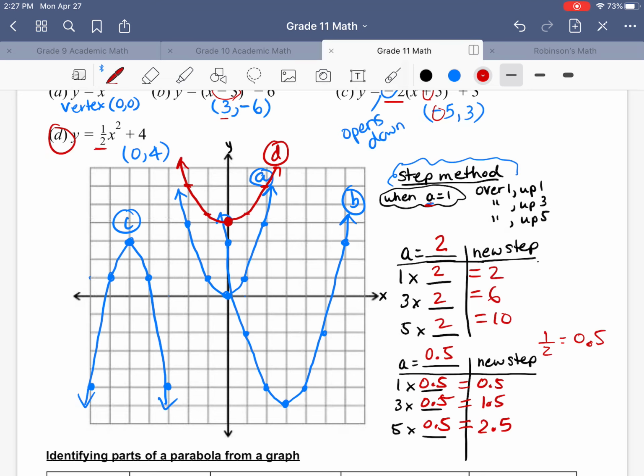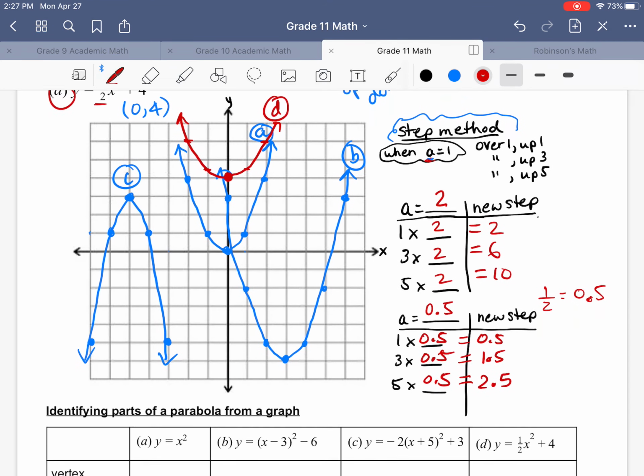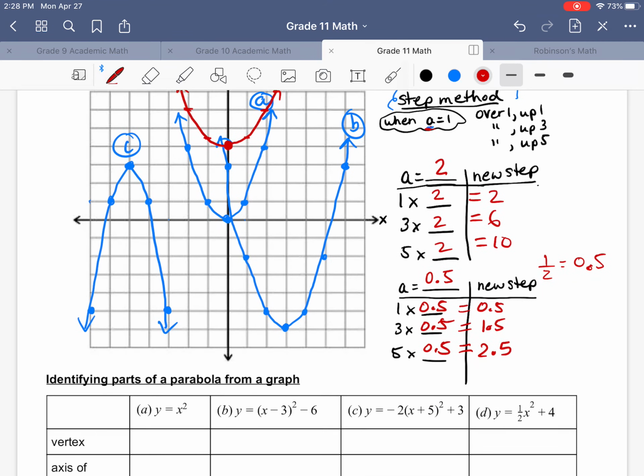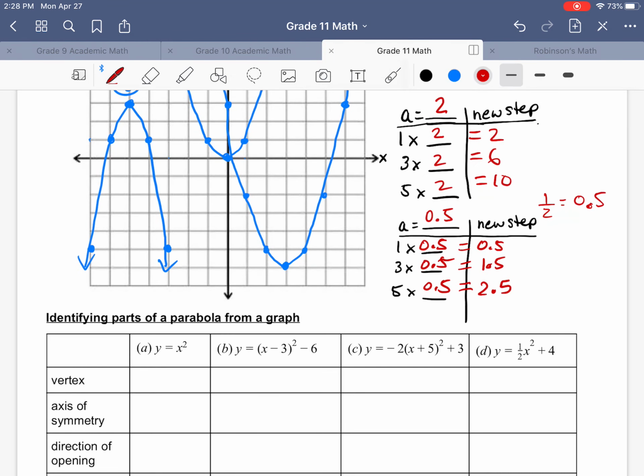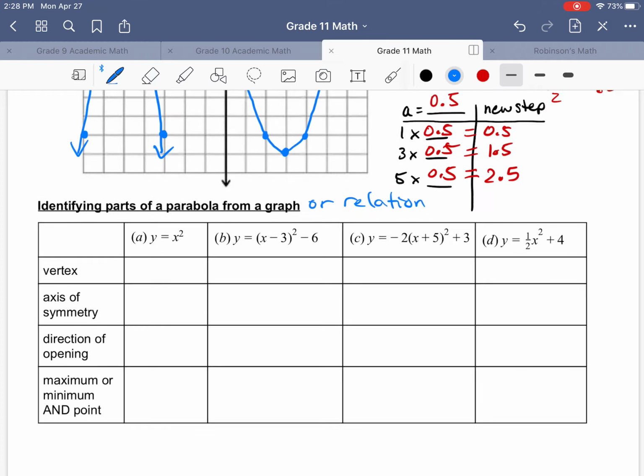Next, we're going to identify parts of a parabola from a graph. So we have our graph up here, but we also have the equation. So we're going to be using a little bit of both, and I'm going to flip back and forth. So I'm actually going to amend this. It says from a graph, so I'll just say from the relation. There we go.